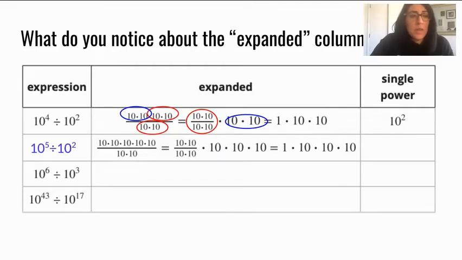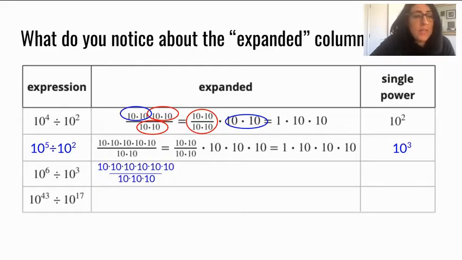So the next row that we have would be written as 10 to the 5th divided by 10 squared. You see those 5 factors of 10 in the numerator and the 2 factors of 10 in the denominator. And based on the expanded form, we would say that the single power is 10 to the 3rd power. And the next one, we have to write out that expanded form.